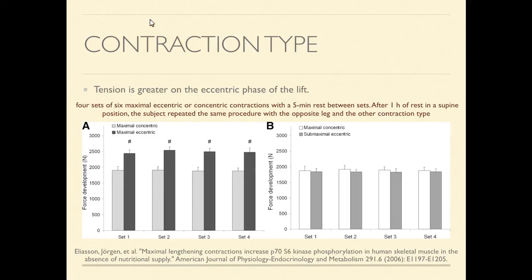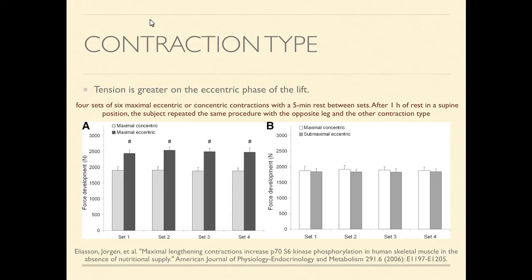I want to emphasize something to you. It's probably the most important part of this lecture. In graph A, we're looking at what happens with tension. If you look at tension and force development, set 1 through set 4, with a maximal concentric activity versus a maximal eccentric, force development is greater on the maximal eccentric.